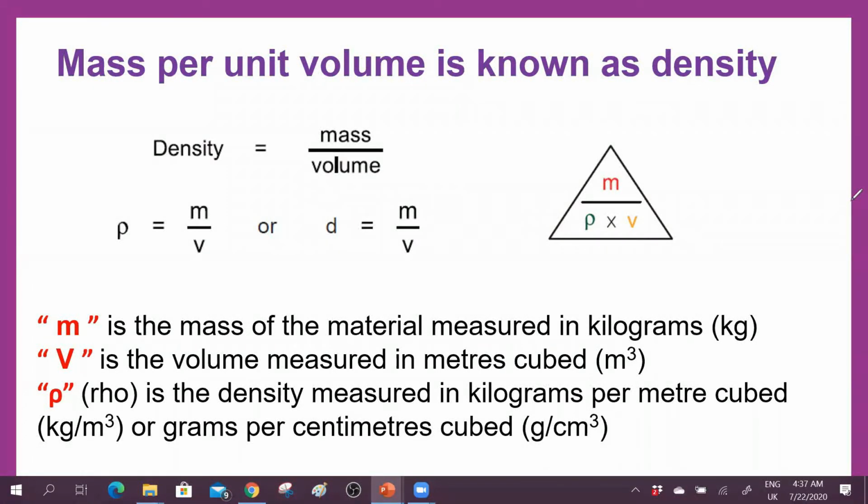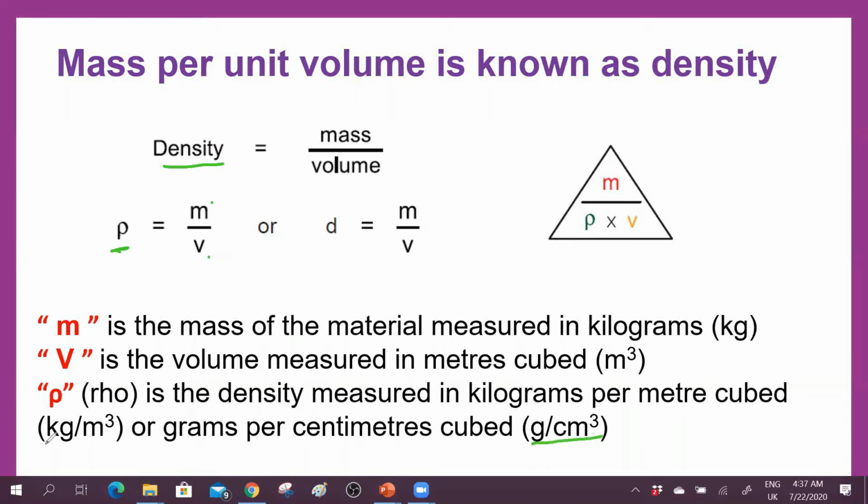So the formula for the density is mass over volume. Density is denoted by rho, that's the Greek letter, equals mass over volume. Or if you find it difficult to write rho, you can write D equals mass over volume. Where M is the mass of the material in kilogram, V is the volume in cubic meter, and rho is the density in kilogram per cubic meter, and the smaller unit of the density is gram per cubic centimeter.